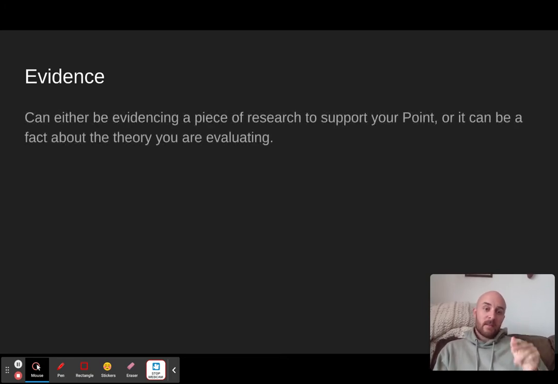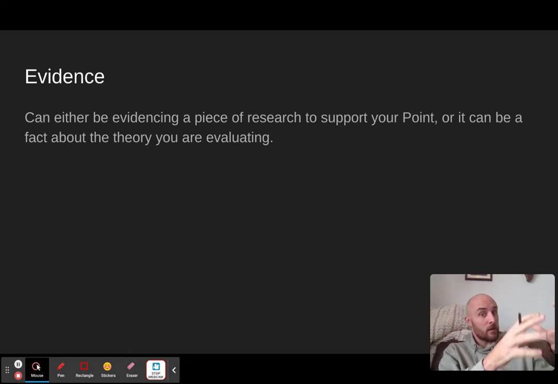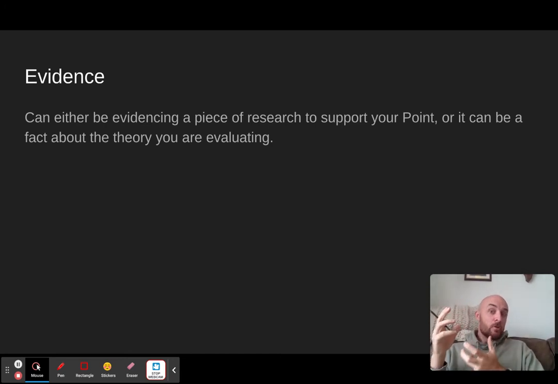So one thing that's worth remembering is that you can either, as part of your evidence, bring in a literal piece of research to back up your point, or it can be what's called a logical speculation, a non-research piece of evidence that is factual and logical. And what I mean by that is a non-research piece of evidence that makes sense.